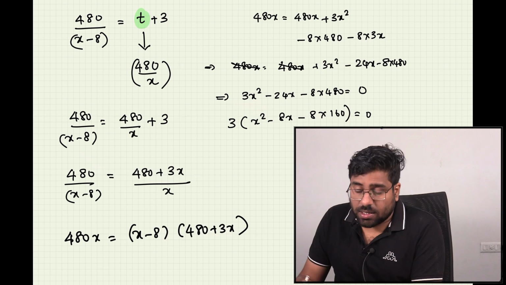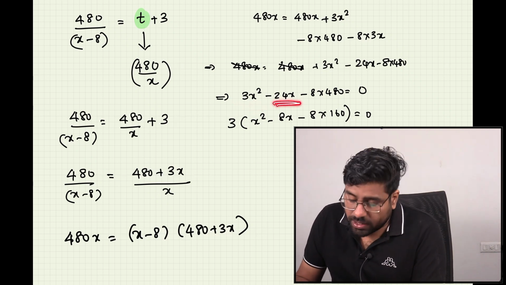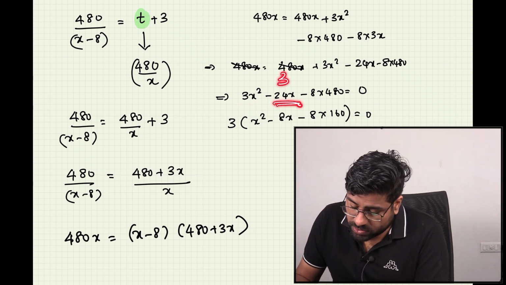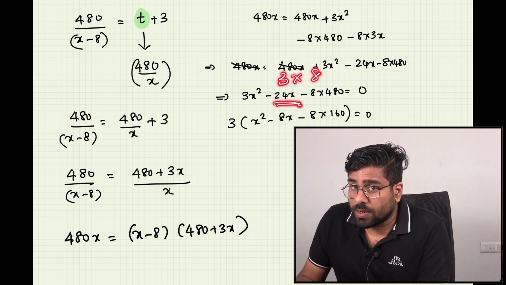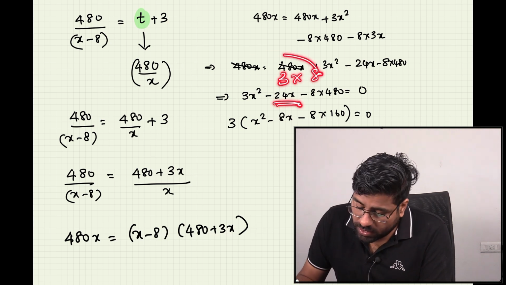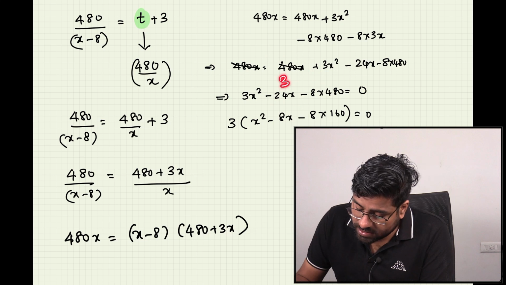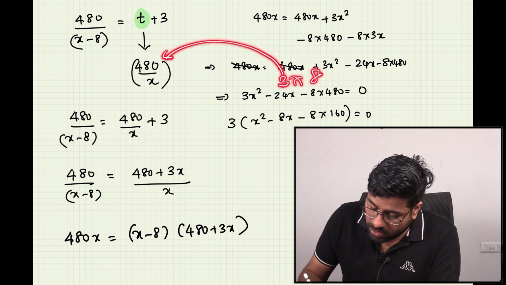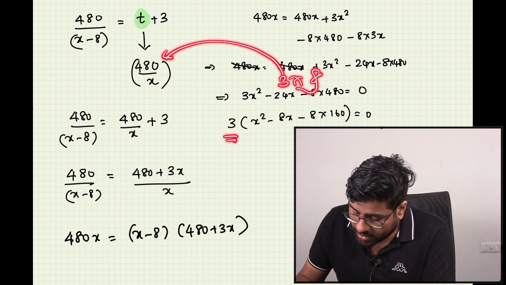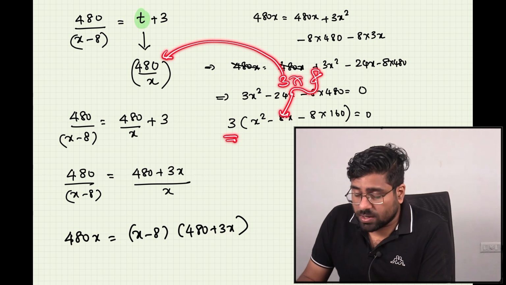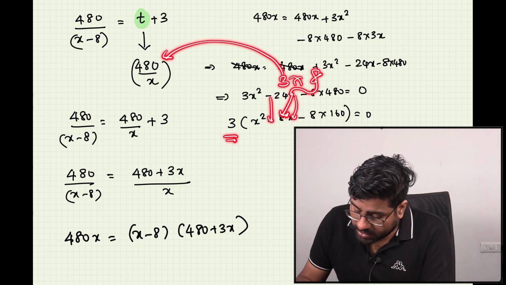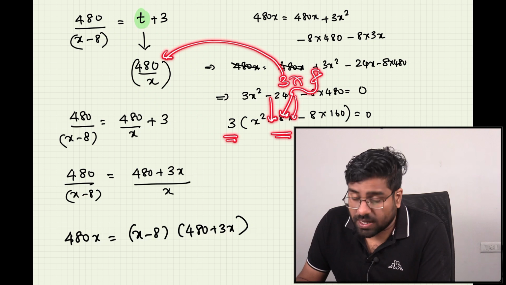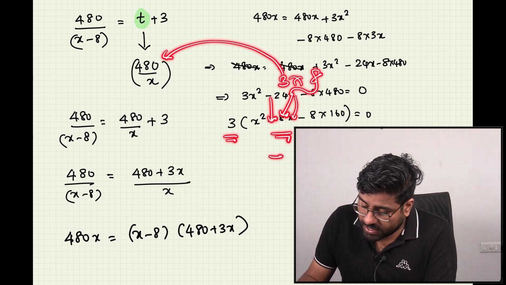3x square has a 3 common. That's fine. Now I have a 24x, which could be written as 3 into 8. I'm taking the 3 common outside. The 3 goes out, so the 8 remains here. The x will remain here, and the negative sign also remains here. So it becomes minus 8x.